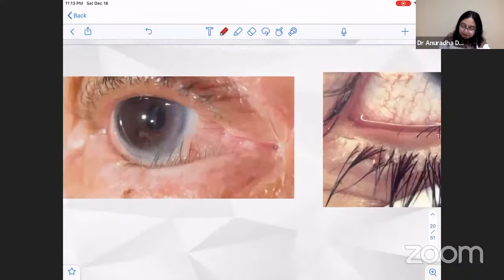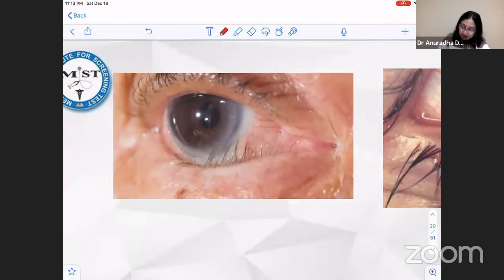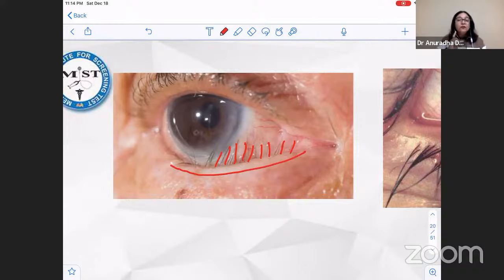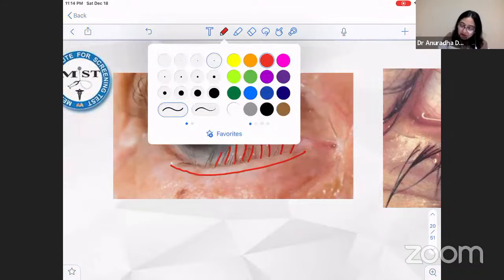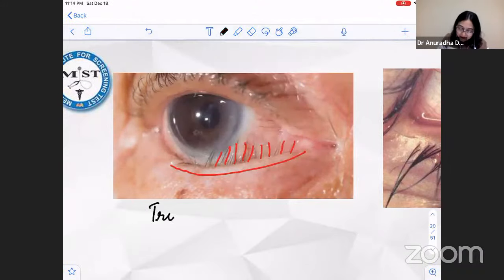So if you look here in this image, what do we see? We see that the lashes, the eyelashes, are rubbing the surface of the eye. Eyelashes are rubbing the surface of the eye because they are misdirected. They are directed towards the eyeball. But if you notice, the lid margin is normal. There is no in-rolling of the lid margin. So this condition is known as trichiasis. The misdirected lashes which rub the eyeball, this condition is known as trichiasis.